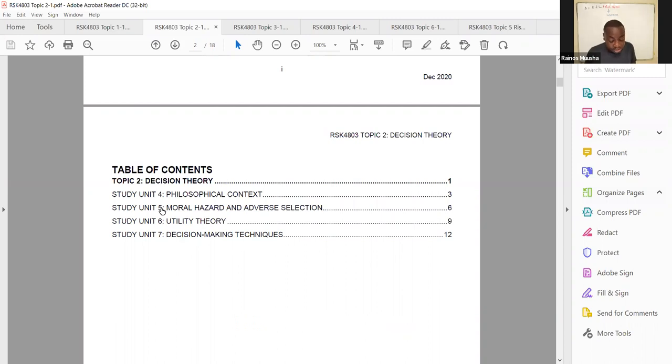So in simple terms, that's basically what they mean by utility. We're now going to look at how, since we said we are trying to maximize shareholders' wealth, we link the concept of utility with maximizing shareholders' wealth as well. Then in study unit 7, we're going to be looking at decision-making techniques.